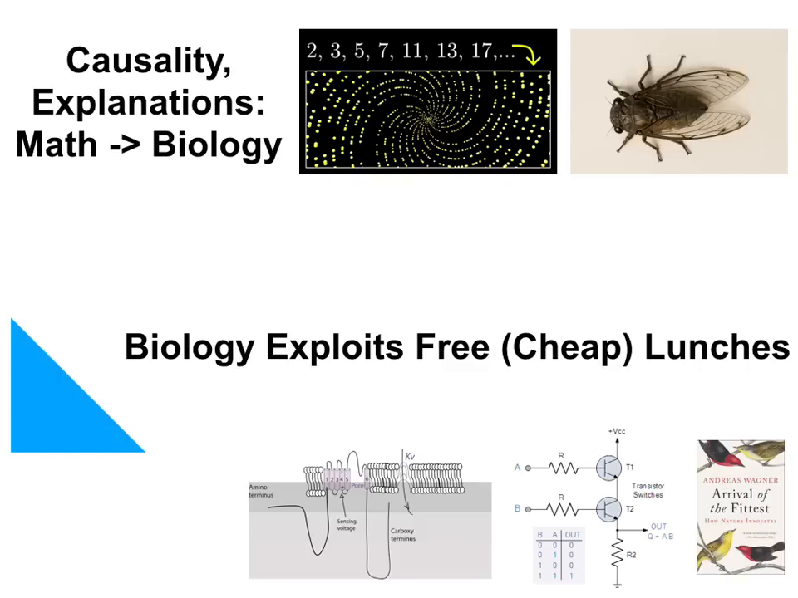But instead, if we think about interventions, if somehow the distribution of primes were different and it wasn't 13 and 17 that were prime but something else, then that is what the cicadas would be doing. In other words, the behavior of the biology is driven by the properties of mathematics, not the other way around.